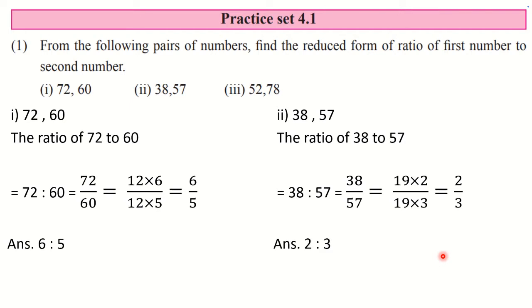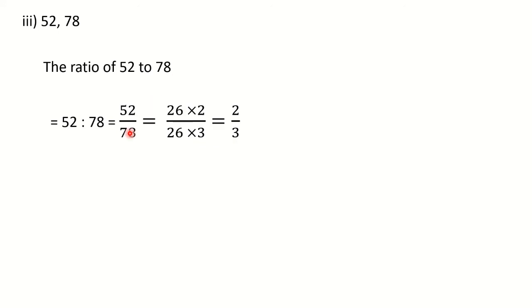Previously we have solved these sums. Those who have not solved and those who want to complete, they can pause the video and they can write down the answer. Okay. Now let us go towards the third question, that is 52 and 78. The next numbers are 52 and 78. So what we are going to write it as the ratio of 52 to 78. That is 52 is to 78, which is equal to 52 upon 78.